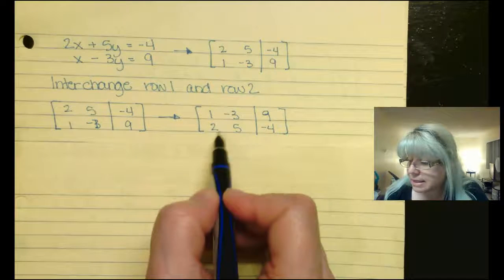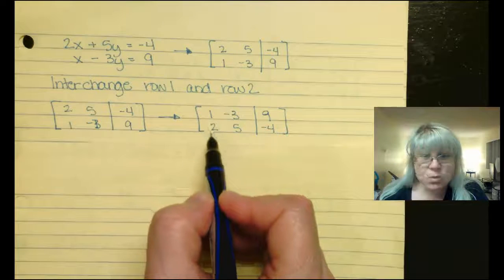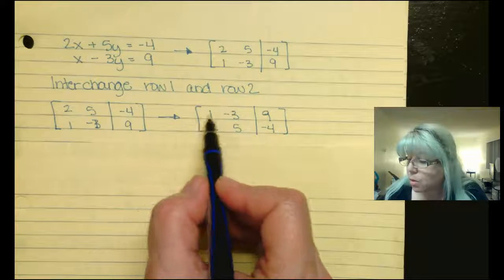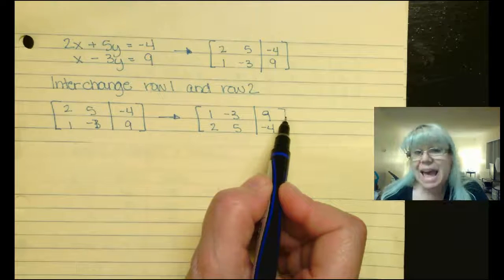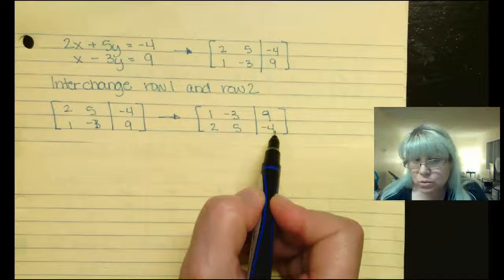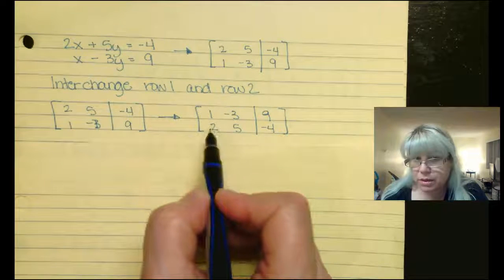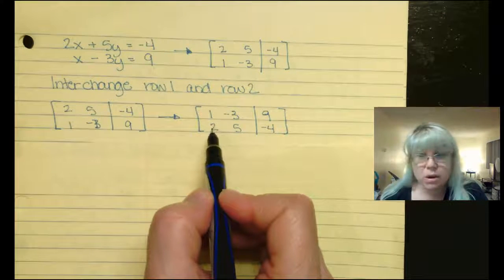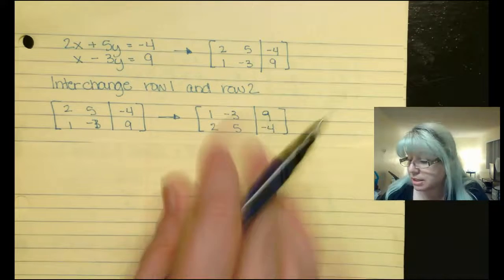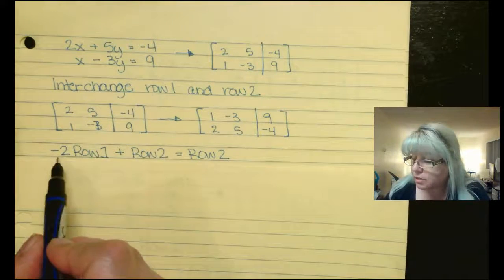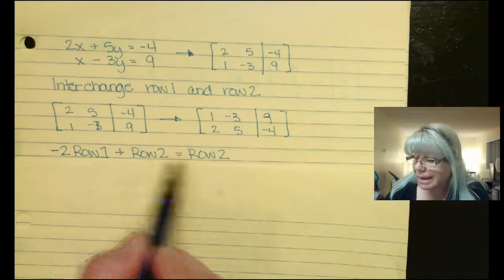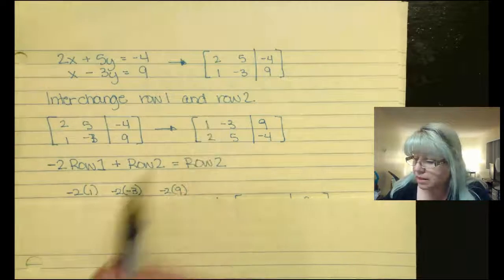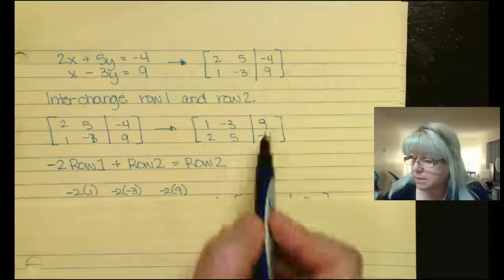My goal next is to get this 2 to be a 0. If I multiply row 1 by negative 2 and add it to row 2 and leave it in row 2, that will give me a 0 there, because negative 2 times 1 plus 2 is 0. That's what I want. I want that spot to be a 0. So let's multiply negative 2 to row 1, add it to row 2, and leave it in row 2.